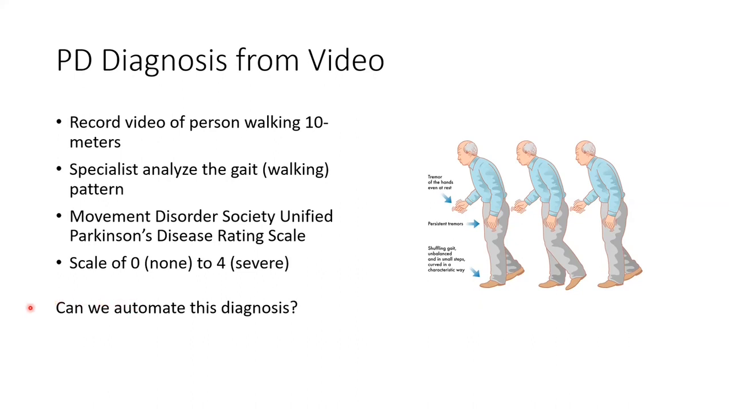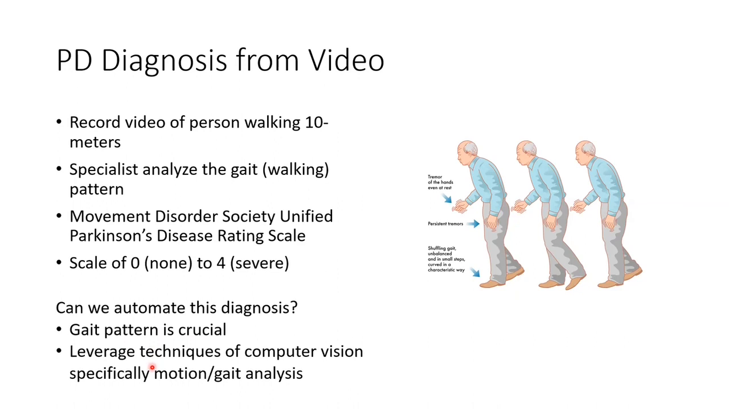This paper mainly deals with this problem, automating the diagnosis of PD from video. Here we can see that gait, or a person's walking pattern, is very crucial, and we can leverage many computer vision techniques for motion and gait analysis specifically.